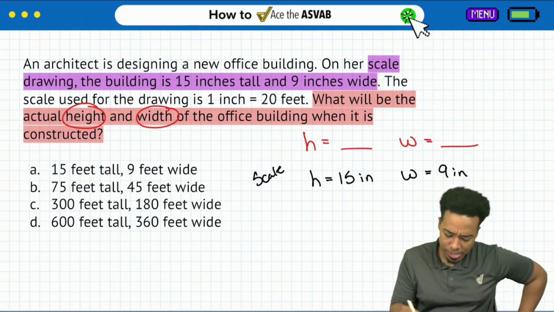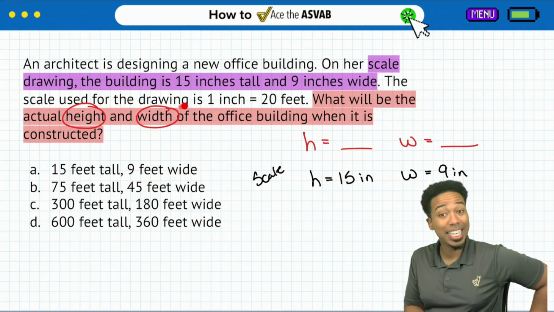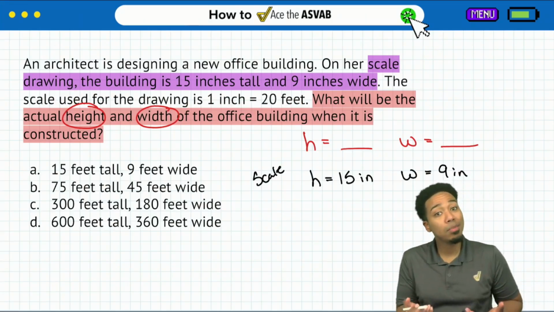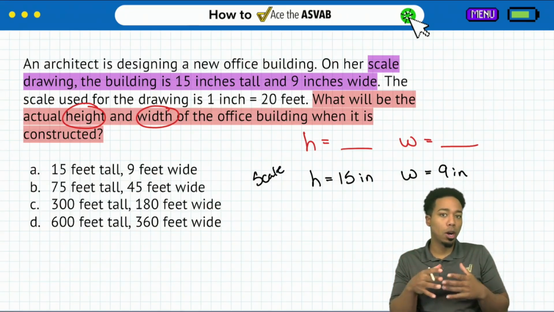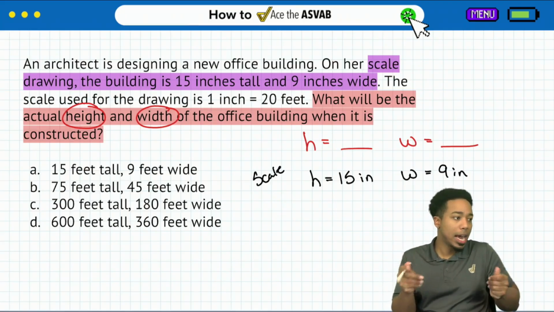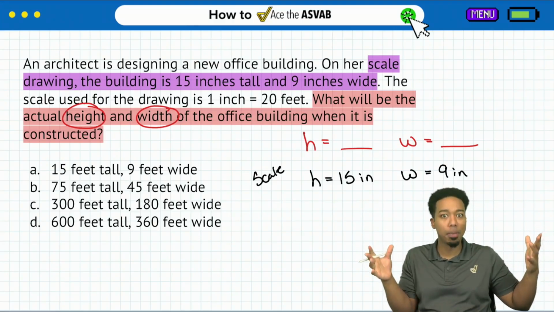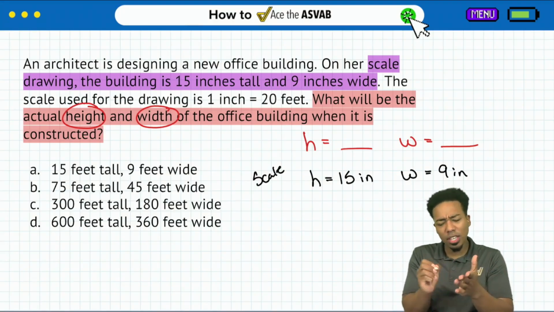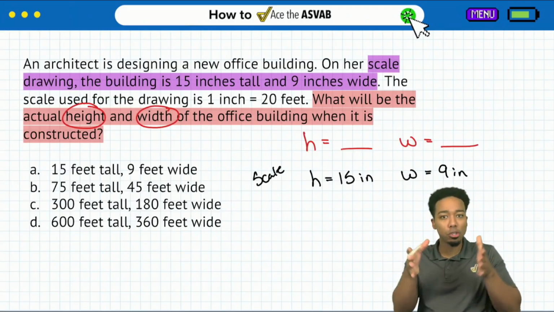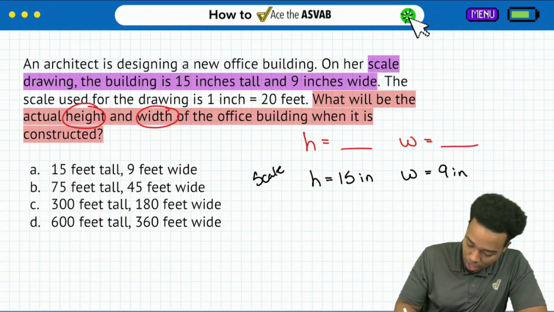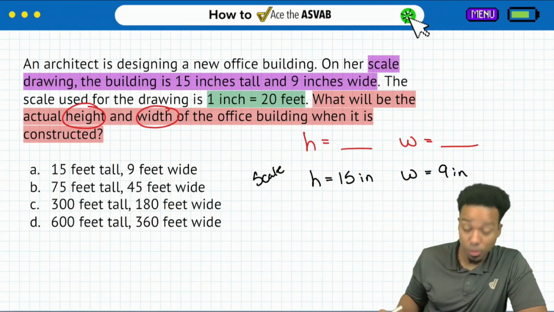Then up next, it says the scale used for the drawing is 1 inch equals 20 feet. What does that mean? Well, what that means is when we're trying to draw a map or a blueprint, or in this case, the design for a new building, obviously we cannot draw it on a real life size paper. That's going to be too much. So we're going to draw it a lot smaller, and we're going to indicate, hey, every inch in this case is 20 feet. That way, this shows you how to expand the project. So with that said, we know that right here, this is what we need. 1 inch equals 20 feet.